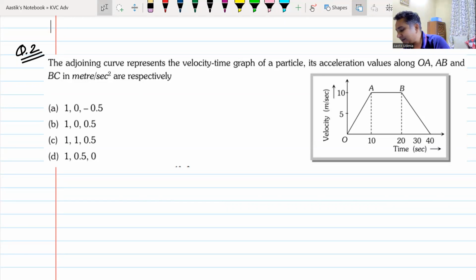The adjoining curve represents the velocity time graph. Most of the questions that you're going to have in this chapter would probably be velocity time graphs, because there you can also calculate the acceleration, the displacement or the distance. The adjoining curve shows the velocity time graph of a particle. Its acceleration values along OA, from 0 to 10 seconds, AB, from 10 to 20 seconds, and BC, from 20 to 40 seconds, are respectively. And you have your options. I'll wait for 2 minutes and then I'll come back.